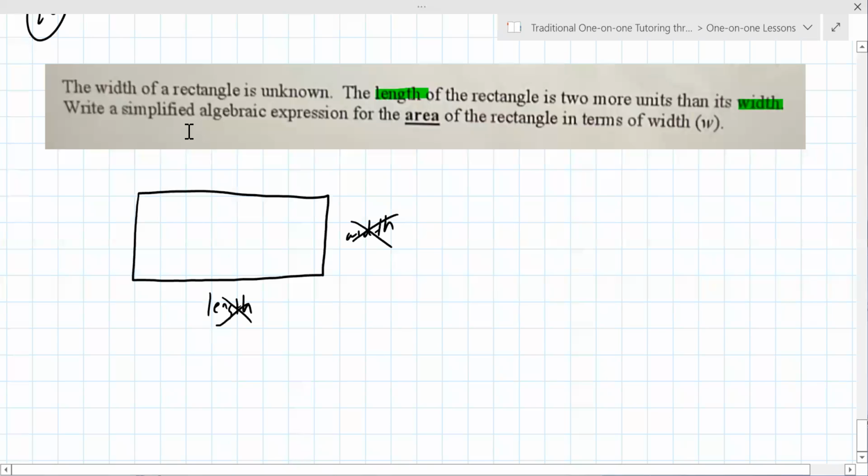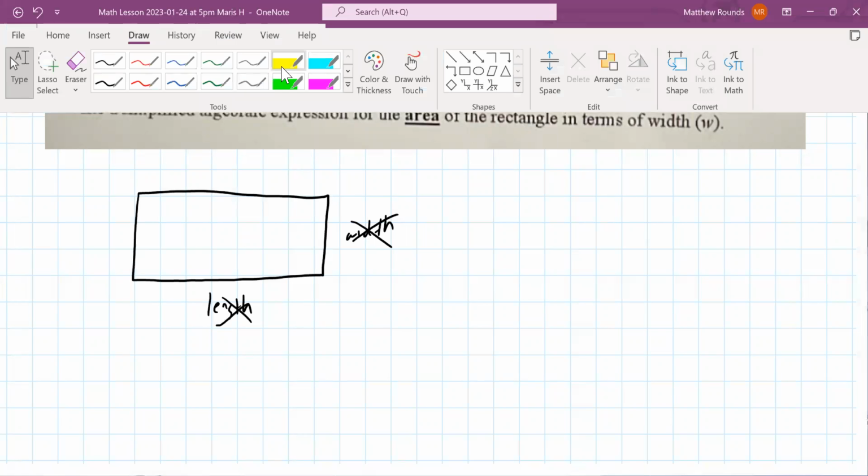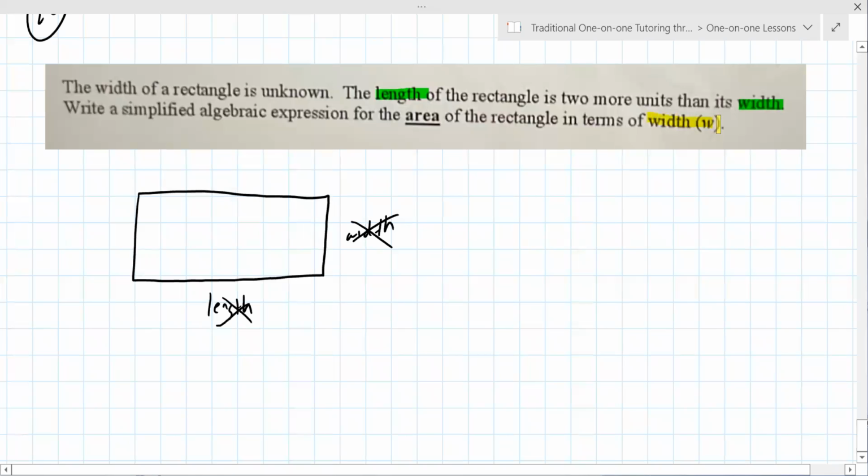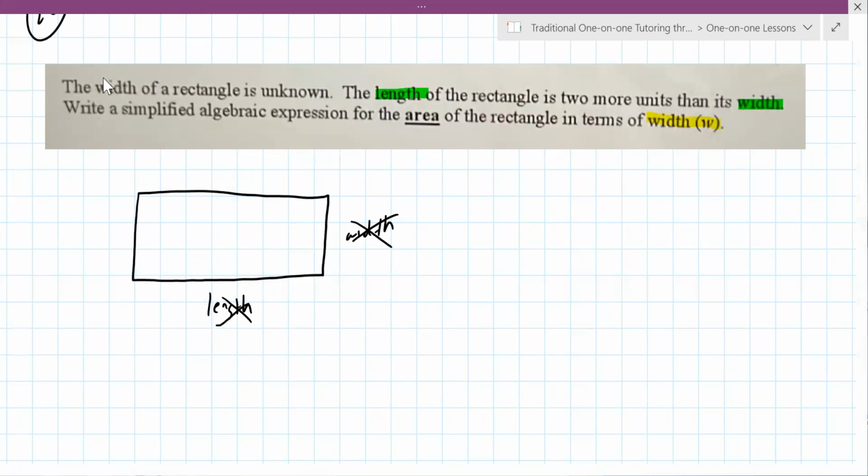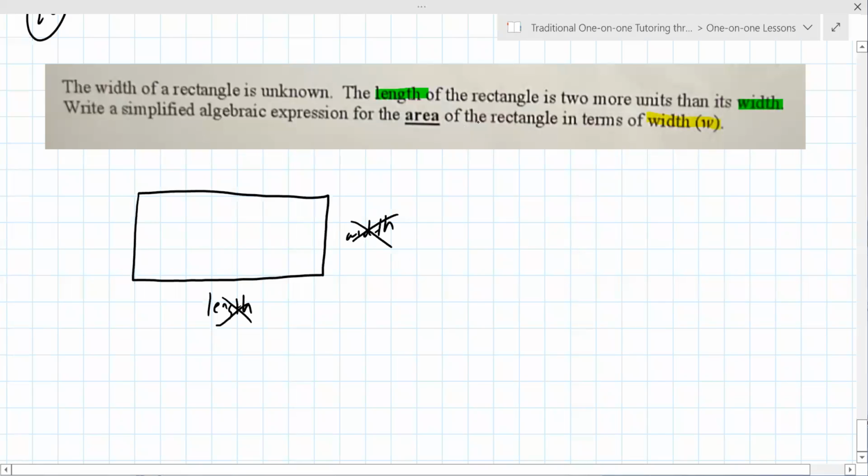All right, now it takes a while, but they actually tell you the letter down here. So let's keep reading. It says, write a simplified algebraic expression for the area of the rectangle in terms of width. Okay, so they're saying use W for the width. So this up and down here is the width. The length, let's go back to this sentence. The length of the rectangle is 2 more units than its width. Can you tell me what goes down here for the length?